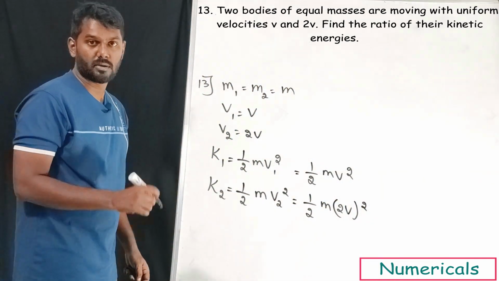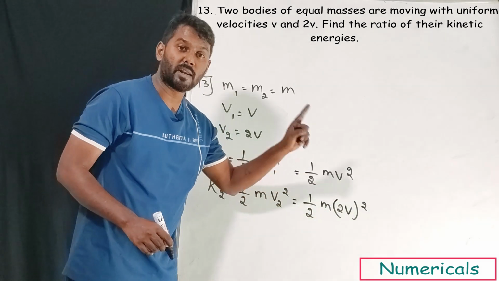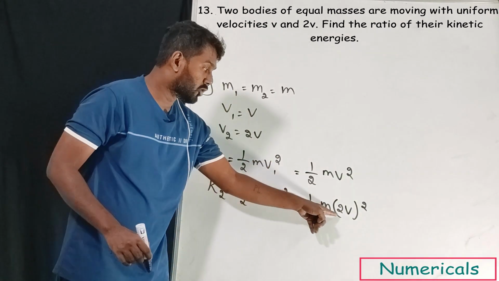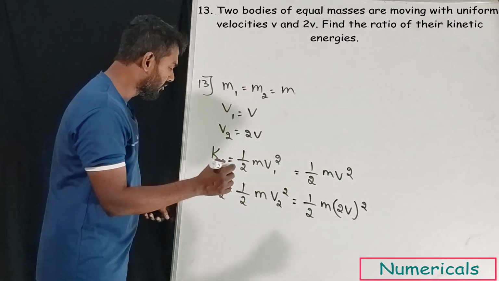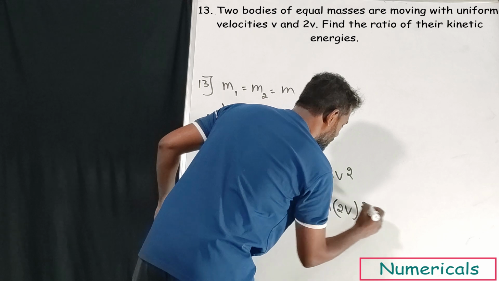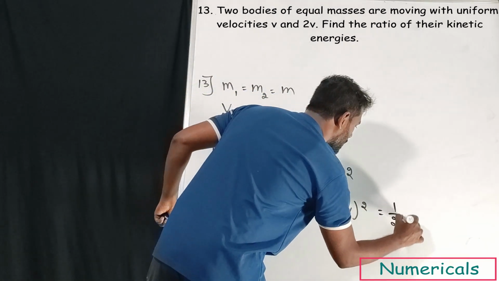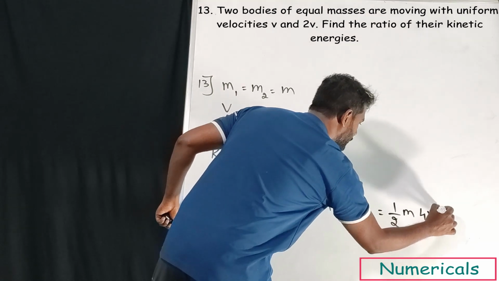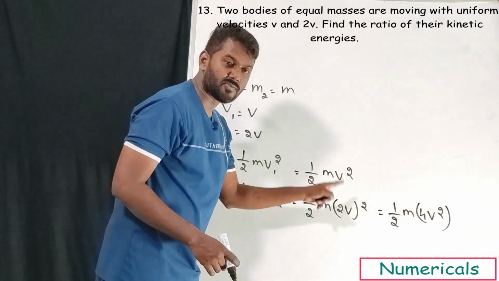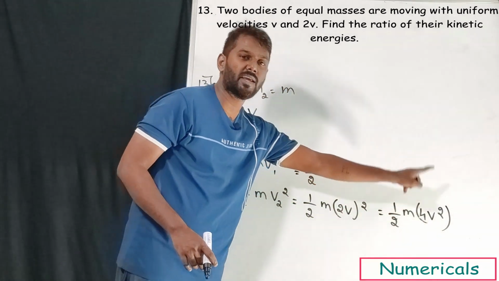This is the important thing. (2v) whole square. If you use v square into 2, that is wrong, you will get a different answer. Now we have to take the ratio. So this again we will simplify. (2v) square is nothing but 4v square, correct? Half m 4v square. See, this is important. The square is for both 2 and v, that is why it has become 4v square.